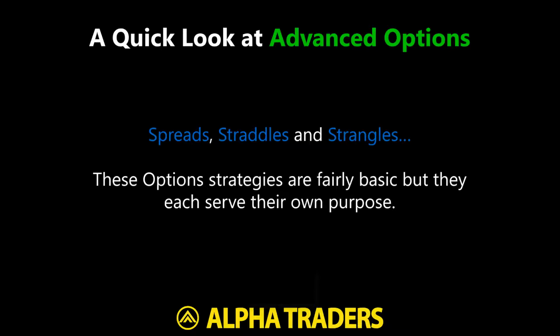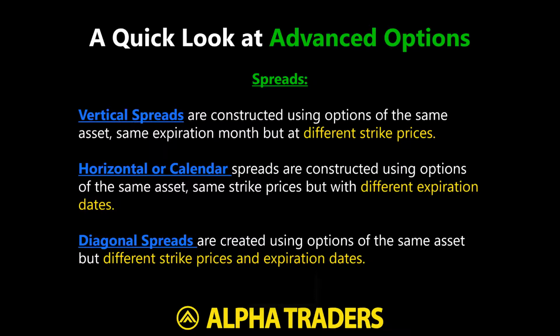These option strategies are fairly basic, but they each serve their own purpose, and that is spreads, straddles, and strangles. I know, some strange names here. Now, spreads. Let's talk about spreads real quick. Vertical spreads are constructed using options of the same asset. So it's AMD with the same expiration month. So AMD, I'm taking in the November 20th, 2020 expiration, but I'm going to get one at $80. I'm going to get one at $90, right? That's considered a vertical spread. It's a spread of the strike price. Same asset, same expiration, same everything, except the strike is different.